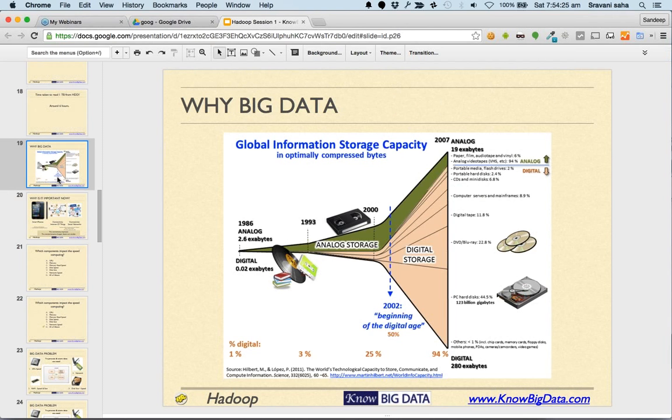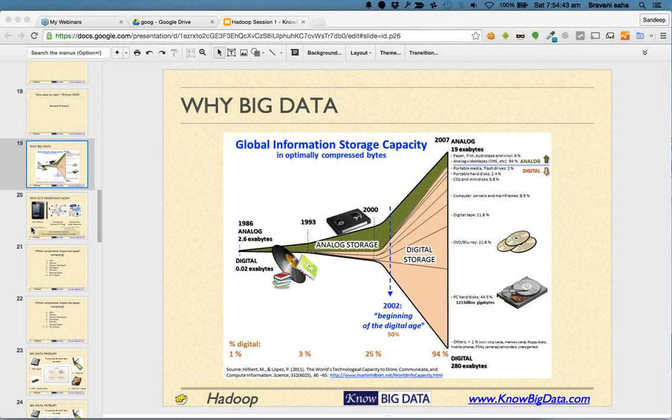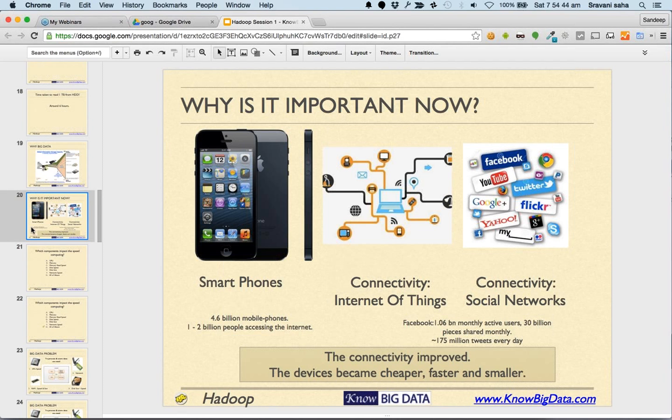All right. Next: why big data now? Why do we want to process that amount of data? The reason is data has exploded. The total amount of data being generated around the world has been increasing exponentially since 2002. And why did that happen? The simple answer is connectivity and the devices.